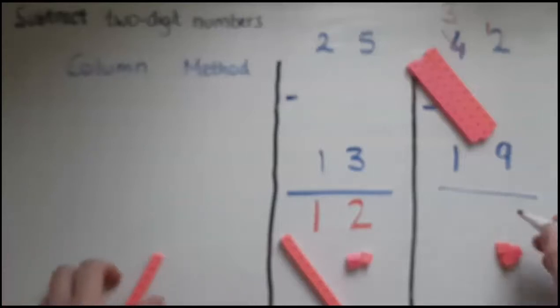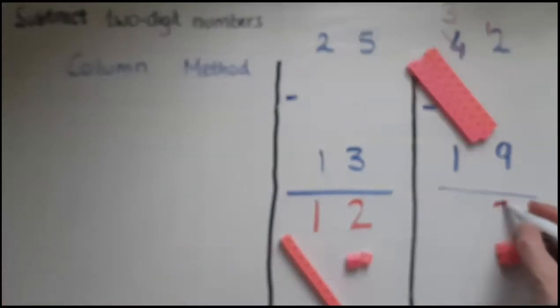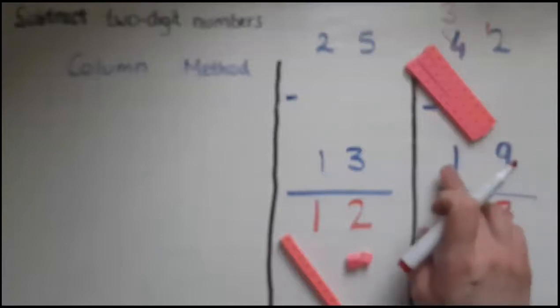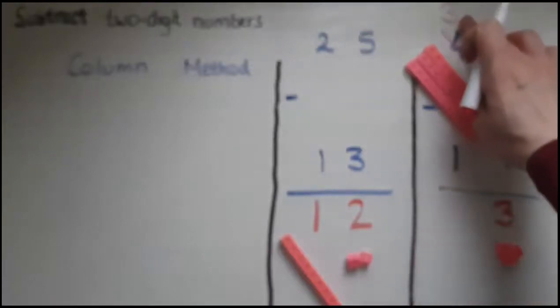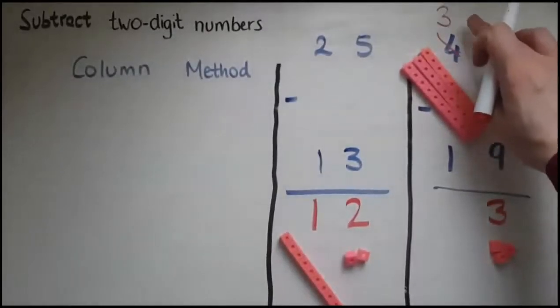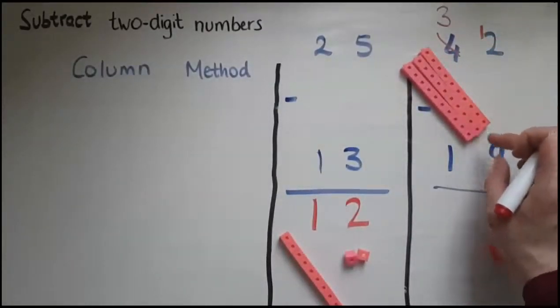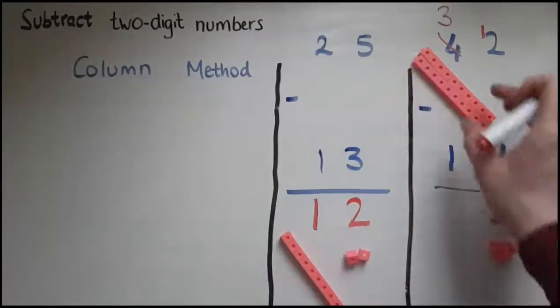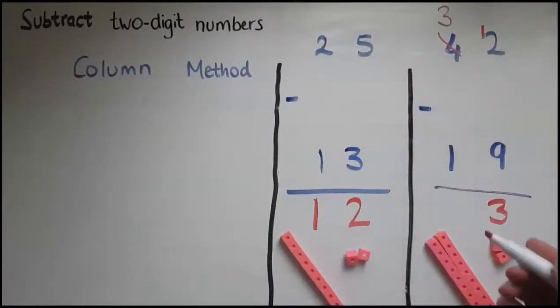So 12 take away 9 left me with 3. Now I've got 3 of these as shown here, and I'll take away 1. So if I take away 1, I'm left with 2, and I'll write that down. So my answer is 23.